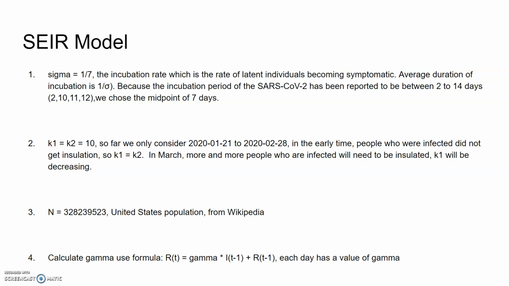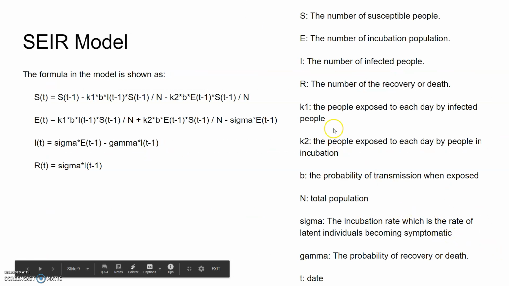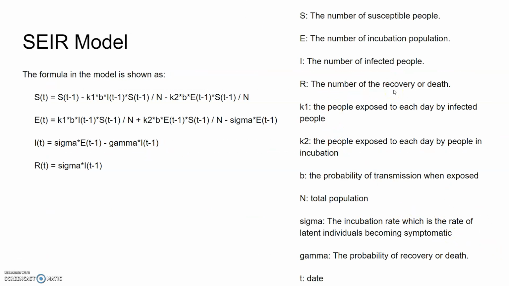Third, N is the United States population. From Wikipedia, we can get the number, which is 0.3 billion. And fourth, we calculate gamma, using the formula R_t equals gamma times I_(t-1) plus R_(t-1). So we can know R, which is the number of recovered or dead.